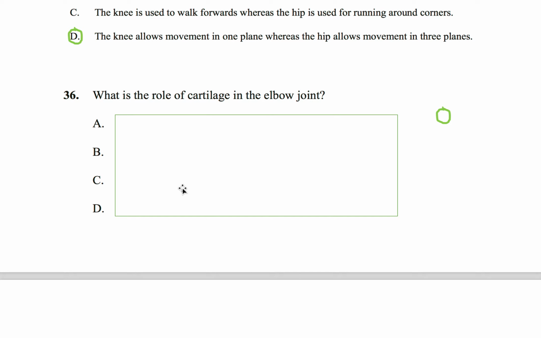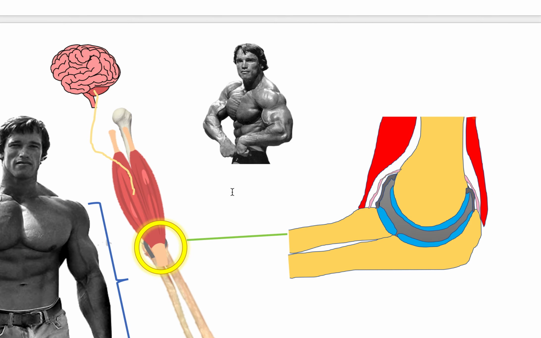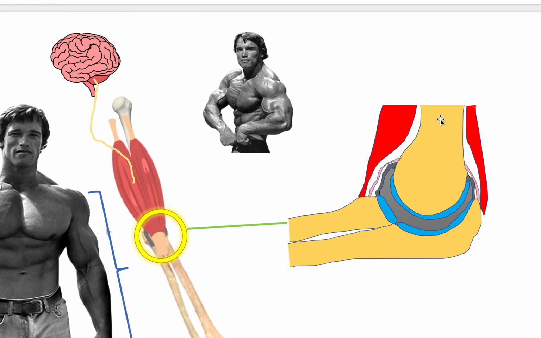Okay, what is the role of cartilage in elbow joint? Okay, wait a second. Okay, so here we have an elbow joint. So it's basically representing this arm, okay? So we can see the humerus, which is this, and then the 2 forearm bones. And we can see this blue structure. This blue structure is called cartilage. The purpose of cartilage is to reduce friction, to make a smooth movement.